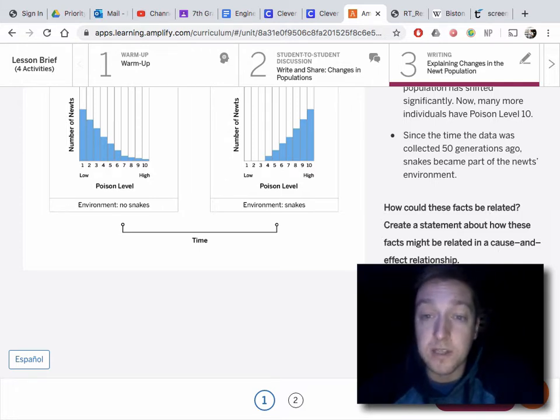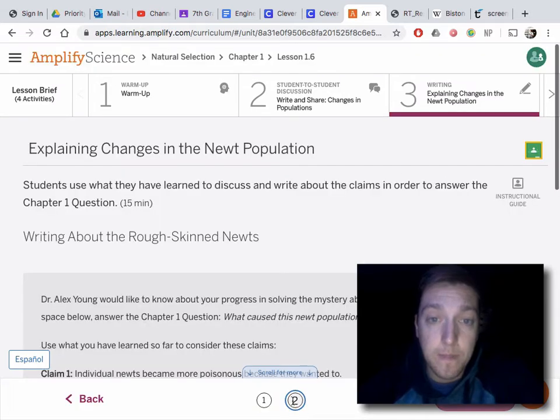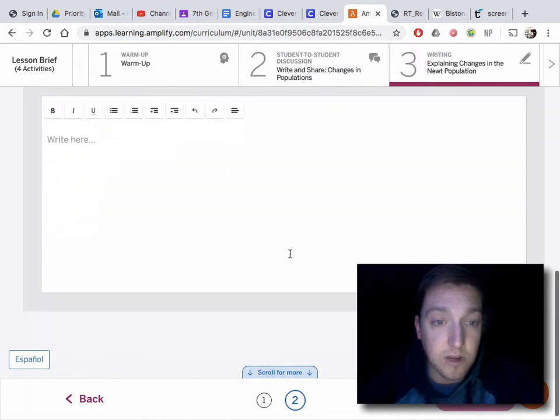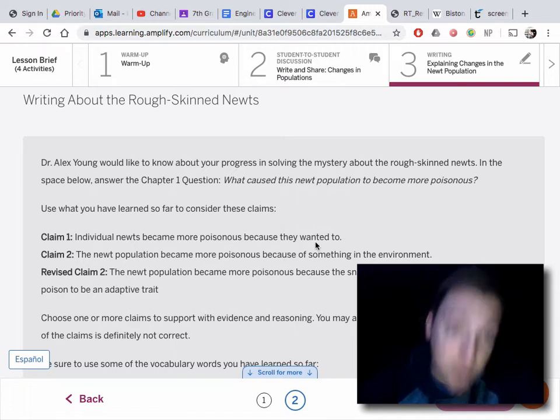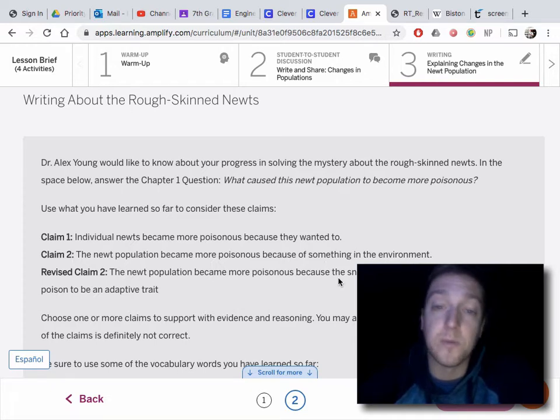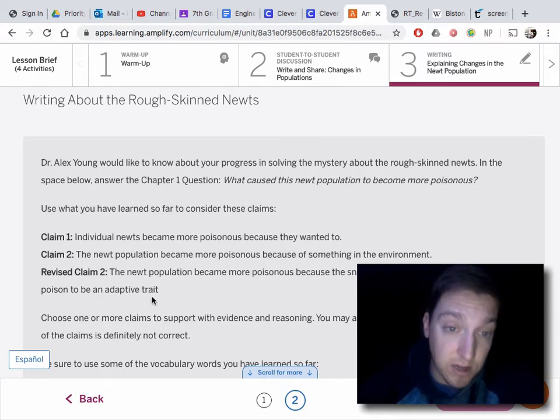So we want to think about cause and effect relationships. And your only assignment besides the warm-up is to write this scientific argument here. So you can go with one of 3 claims, essentially. What caused the newt population to become more poisonous? So it could be that individual newts became more poisonous because they just wanted to. The second claim is the newt population became more poisonous because of something in the environment. We now know that something is snakes. The newt population became more poisonous because the snakes in this environment caused poison to be an adaptive trait in the newts.